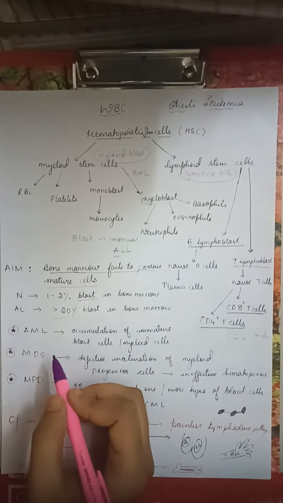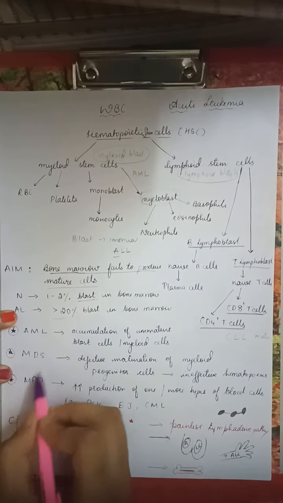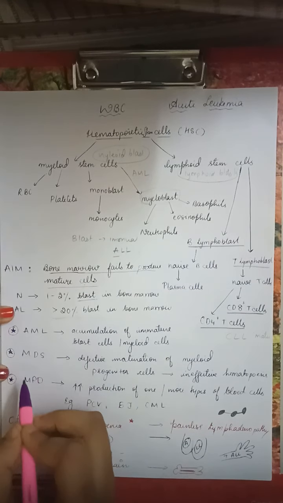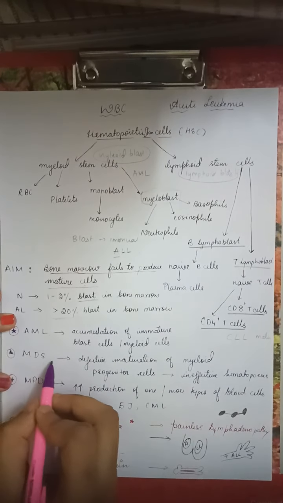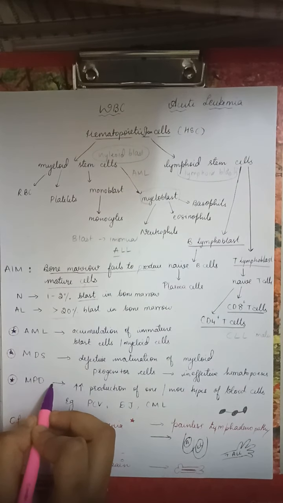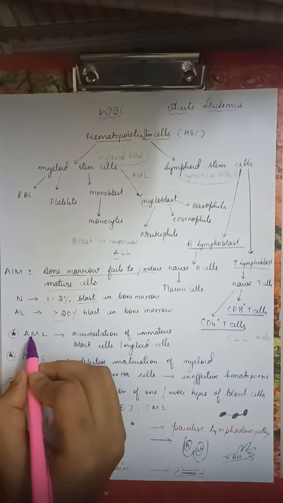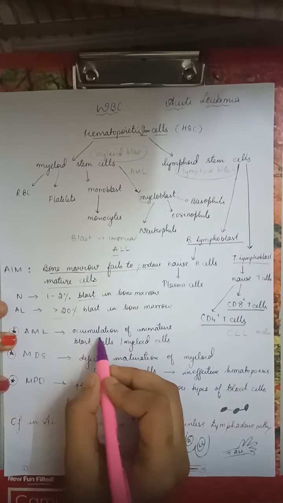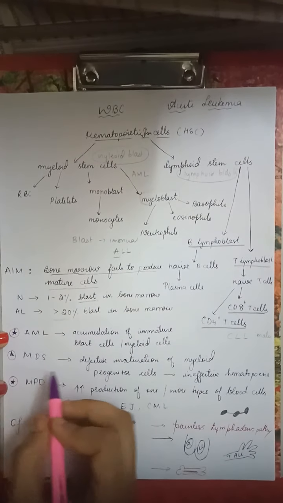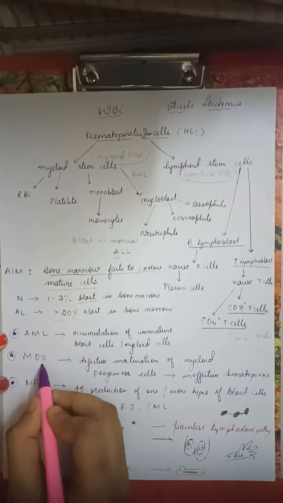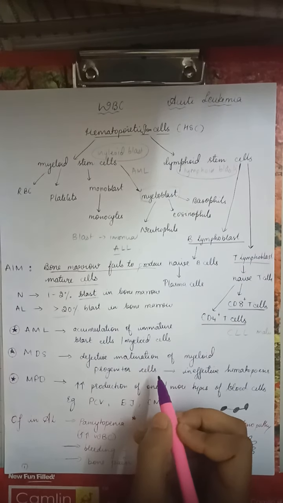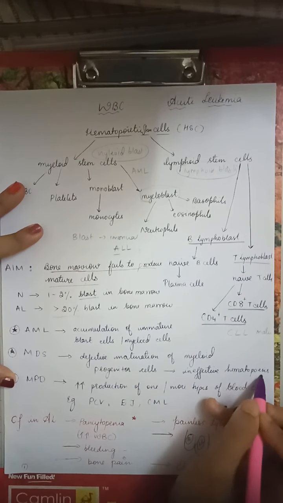Now we always hear three terms: AML, MDS and MPD. So what are these? Acute myelogenous leukemia, myelodysplastic syndrome, then myeloproliferative disorder. So what is the difference? Remember, in AML there is, as I told, accumulation of immature blast cells or myeloid cells, that is myeloid blast. When I consider myelodysplastic syndrome, there is defective maturation of myeloid progenitor cells. It also means the same, that is, there is ineffective hematopoiesis.